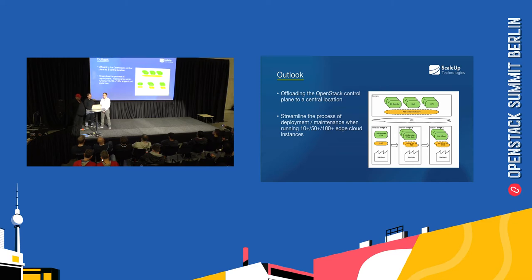At the same time, the first pilot customer is online, the next one is already on the way, and there's more to come. So in the future, there's also the challenge to streamline the whole deployment process in order to support 10, 50, 100, whatever number of edge cloud instances are out there. This is something that we have not fully solved yet, but we're also looking for the community to find better ways to make that easier in the future. Hopefully.